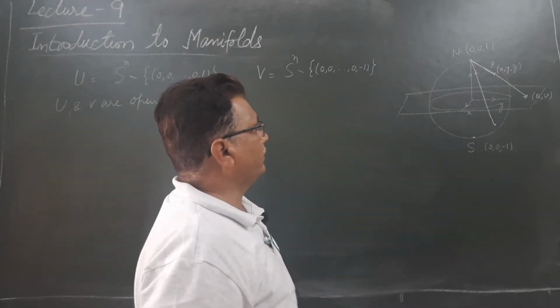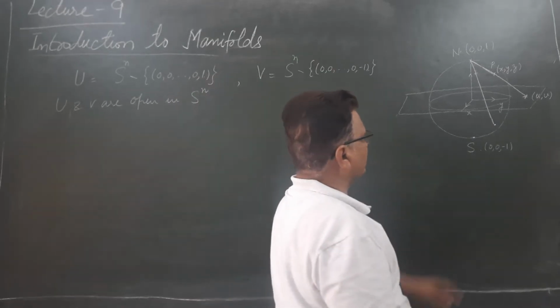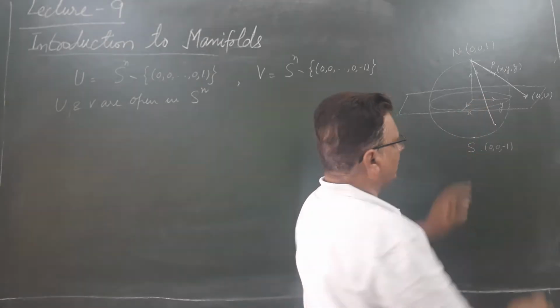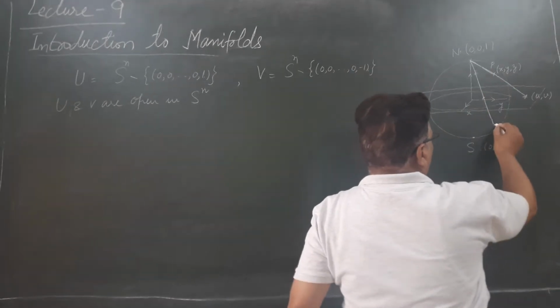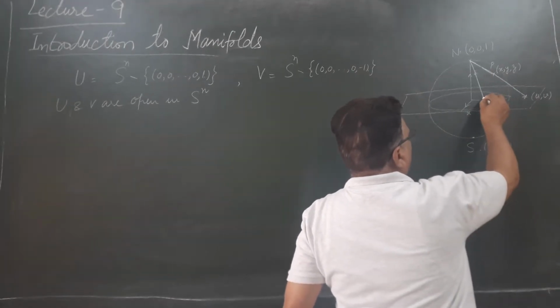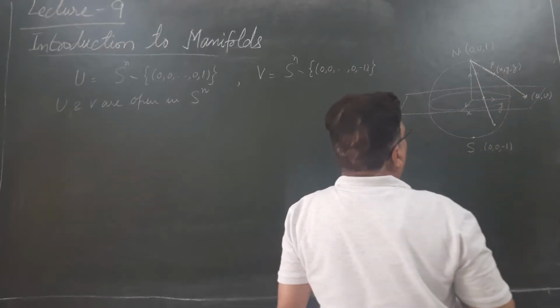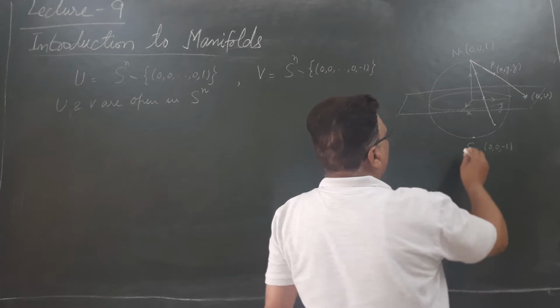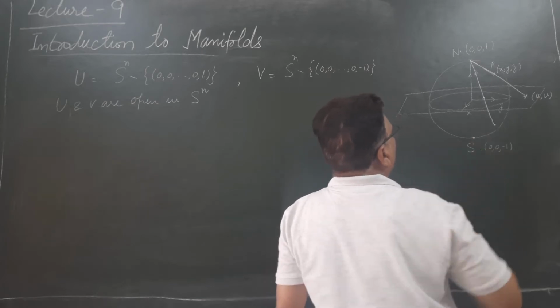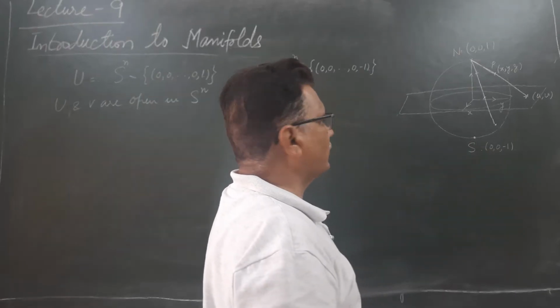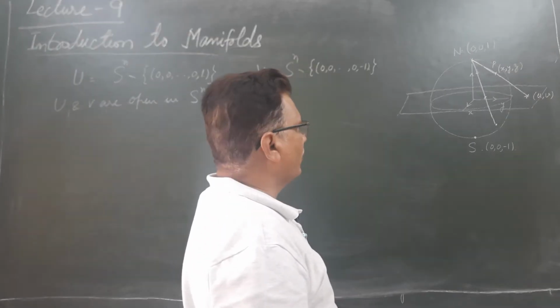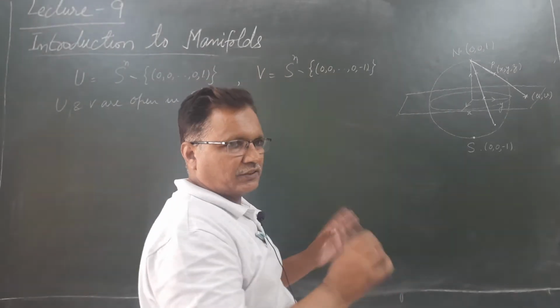You join it with the north pole, it will intersect the xy plane somewhere here. So this will be the image of this point onto the xy plane. UV is the image of P. Now one can see what will be the image of the north pole. North pole is already excluded.